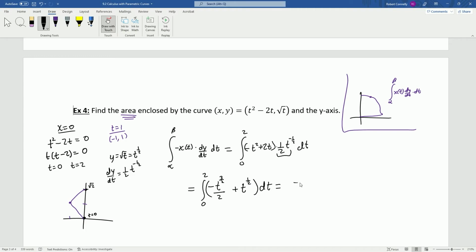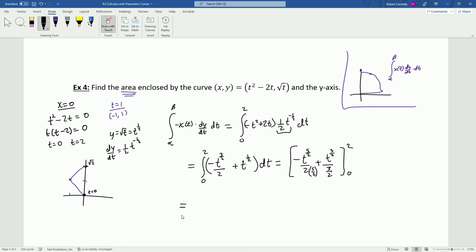So now when we integrate, we get negative t to the 5/2 over 2 times 5/2, plus t to the 3/2 over 3/2. Did I say over 2? That should be over 2 times 5/2. All right, so we increased our power to 5/2 and divide by the new power. Same thing here. We increase the power to 3/2 and divide by the new power. And now we're going to need to evaluate all of this from 0 to 2.